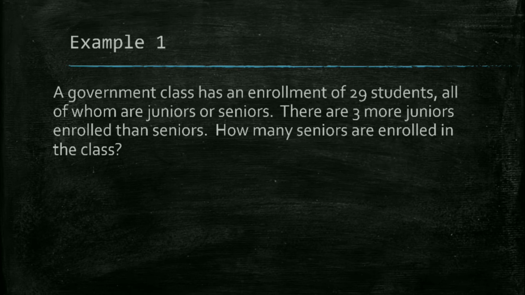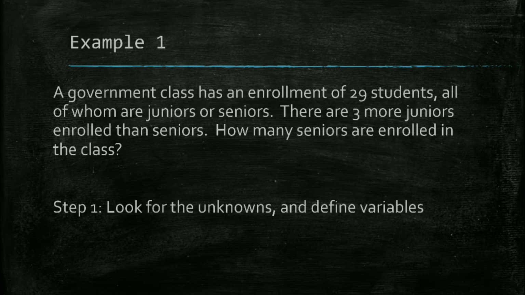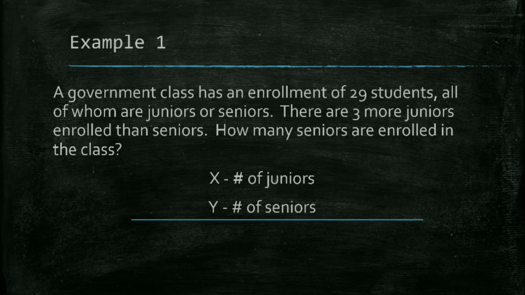First thing I do in any systems problem is look for the unknowns. So, of course, usually what the question's actually asking is going to be one of the unknowns. So how many seniors are enrolled is going to be one of the variables. Then number of juniors will be the other variable. That's definitely going to help us write the equation. Now, next thing I'm looking for is maybe totals, maybe rates. In this problem, I see a total of 29 students. So I know the number of juniors plus the number of seniors, x plus y, is 29.